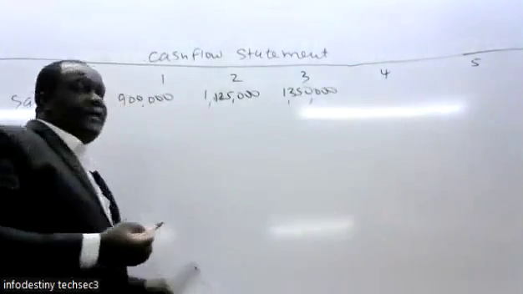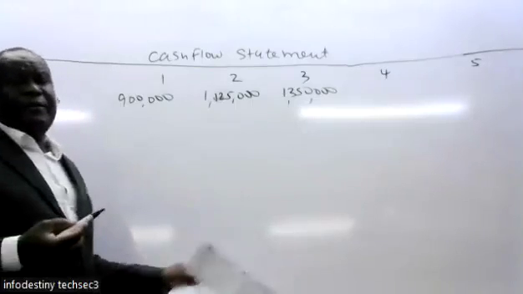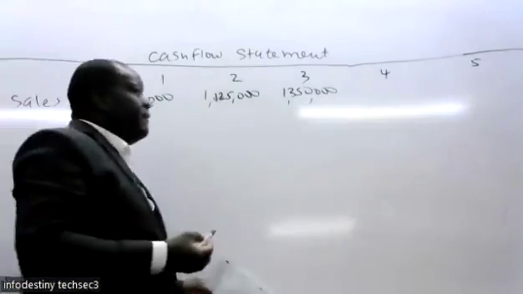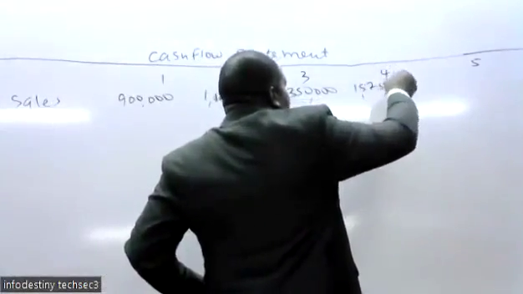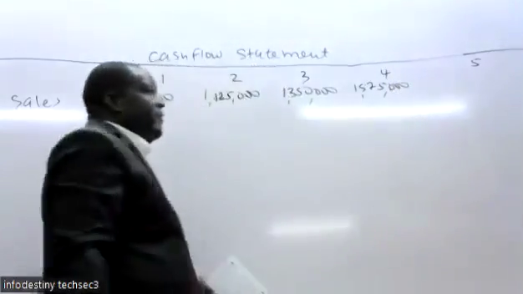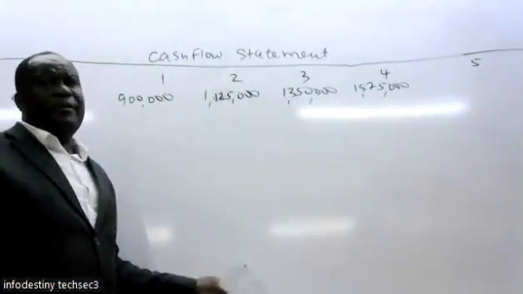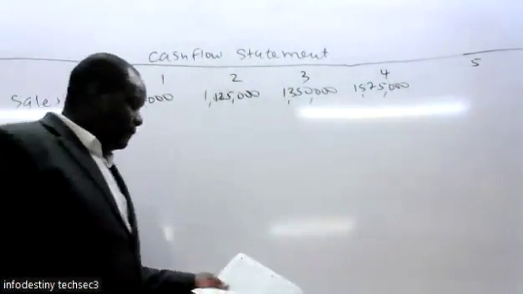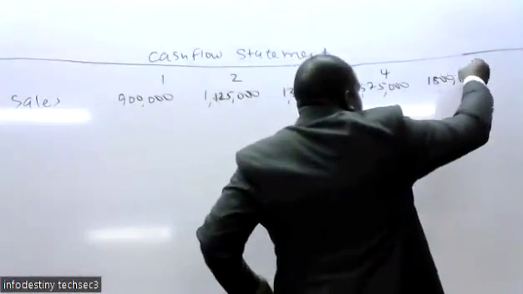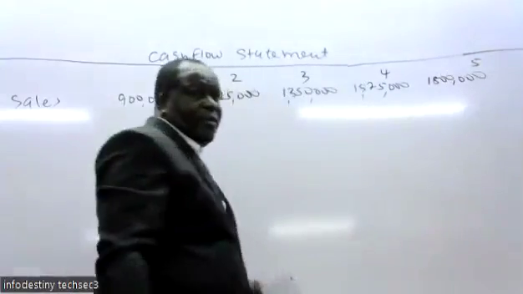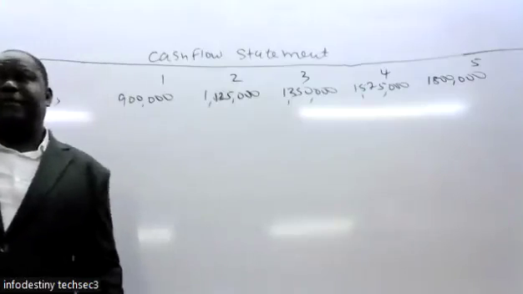We also go to year four, where you take 35,000 multiplied by 45, which is 1575. We do the same for year five: 40,000 multiplied by 45. So that is now the sales revenue.